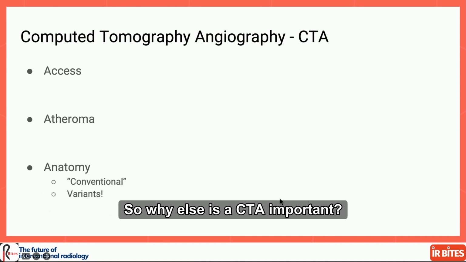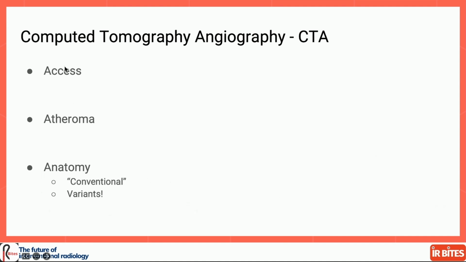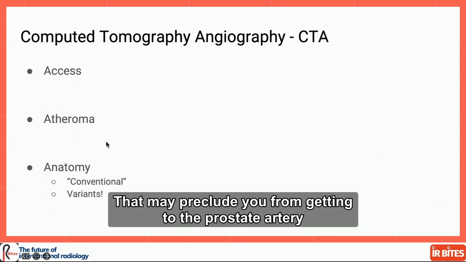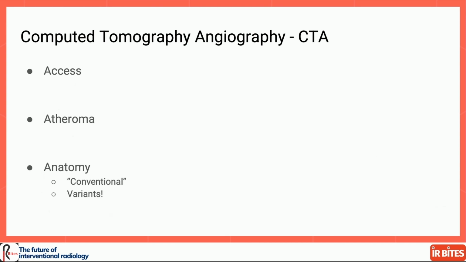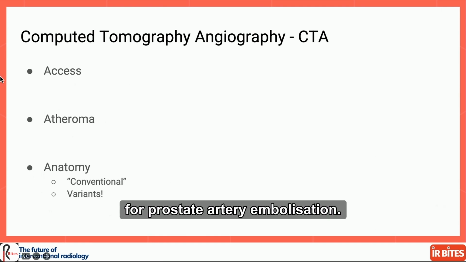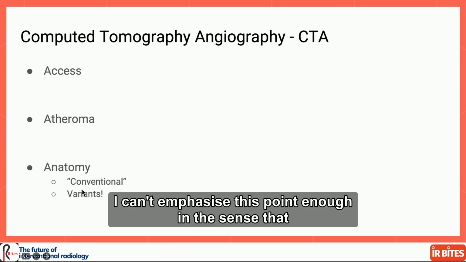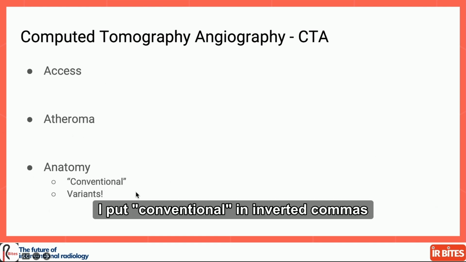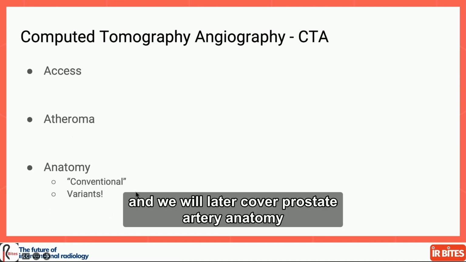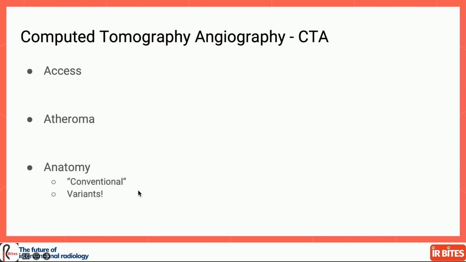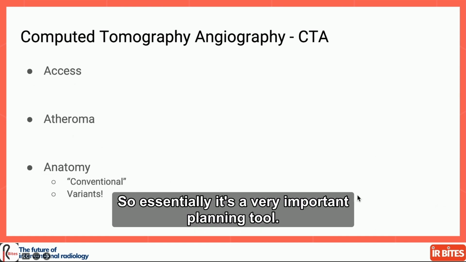So why else is a CTA important? You can plan for access, how you're going to plan the procedure. You look for atheroma that may preclude you from getting to the prostate artery, and a patient therefore may not be suitable for prostate artery embolization. I can't emphasize this point enough, in the sense that it's very important to look for the anatomy. I put conventional in inverted commas, and we will later cover prostate artery anatomy and the various types that exist. So we've got to be careful of variants. Essentially, it's a very important planning tool.